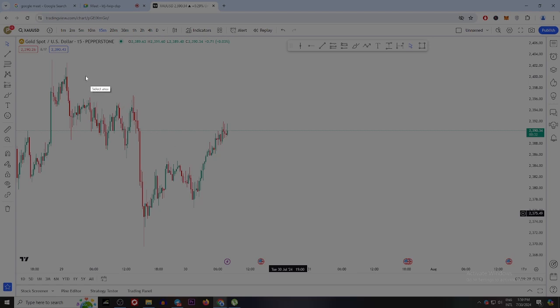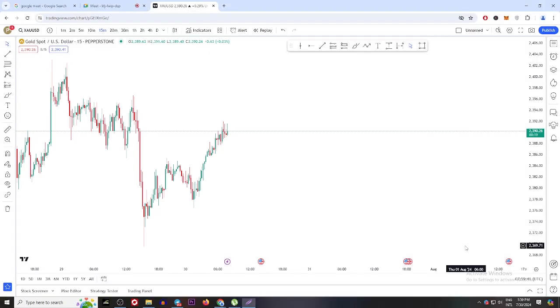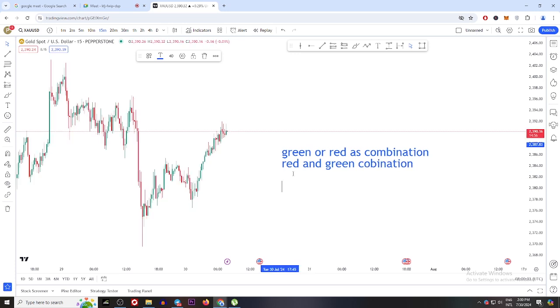As we use green and red colors in our chart pattern, we call green and red a combination. Also we call red and green a combination. We will talk a little bit later about why we need combination.